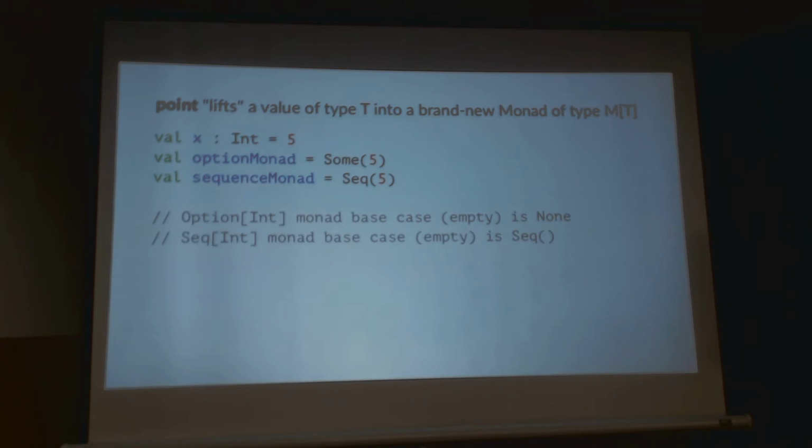And of course, this actually goes a little bit beyond the definition of a monad, but there are base cases as well. For an Option of Int, for example, if the value is None, it's empty. For a Seq of Int, it's empty if you say Seq() with empty parentheses.